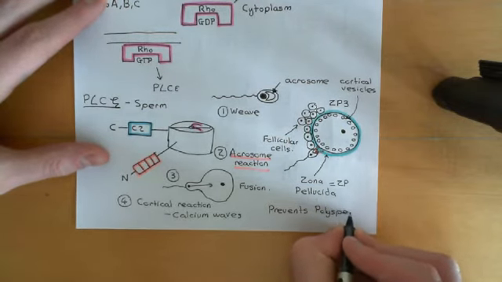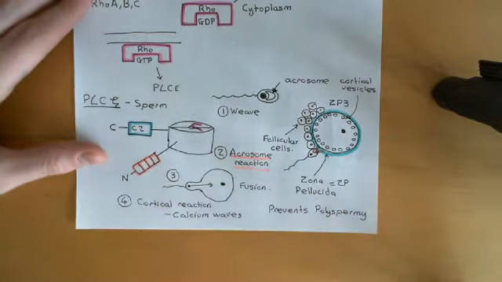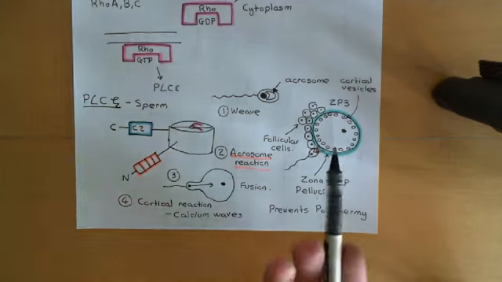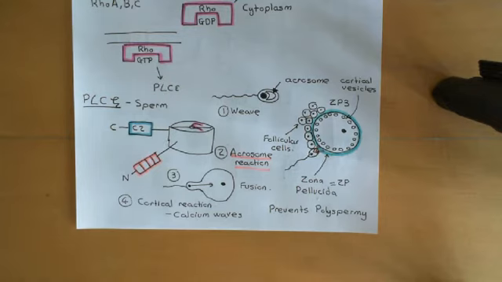And what causes the cortical reaction? Well, it's these waves of calcium that are propagating across the cytoplasm of the cell. Now, what causes these calcium waves? Well, as I say, the calcium for the calcium waves is released from the ER, the endoplasmic reticulum of the oocyte. Okay, how do we release calcium from the ER?